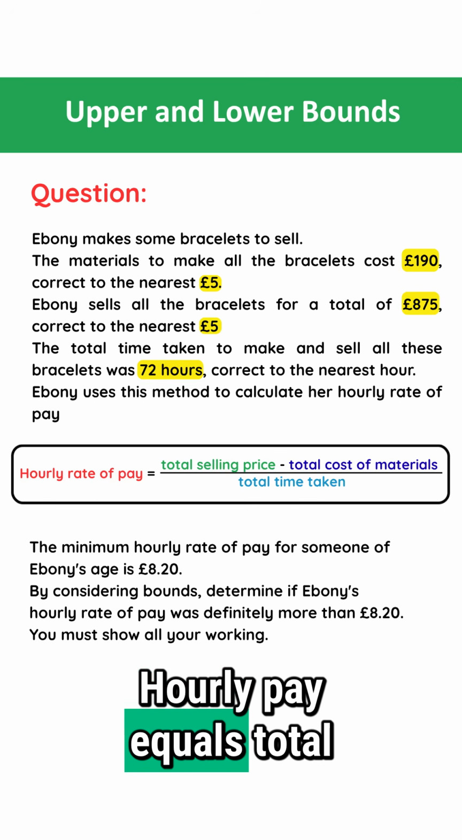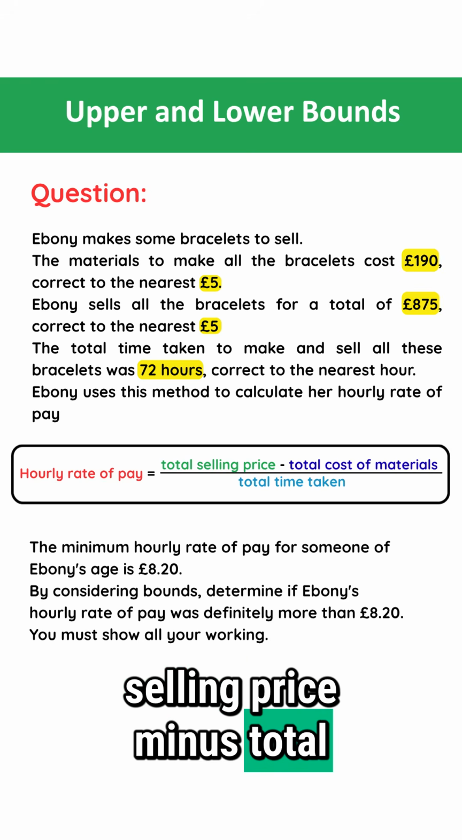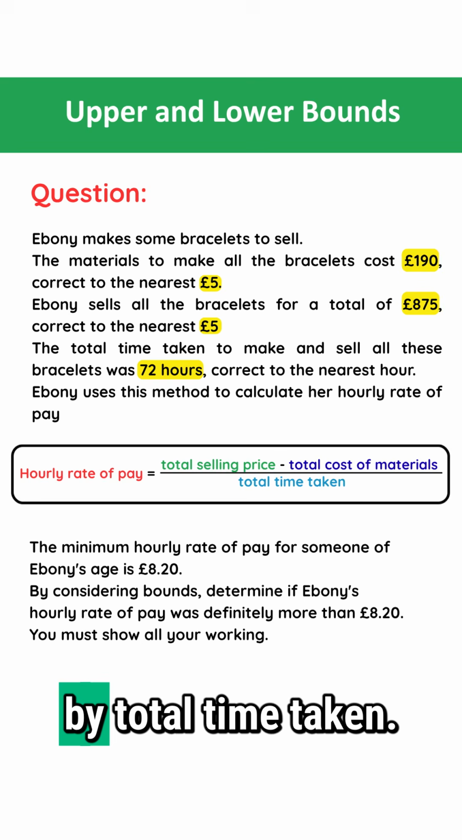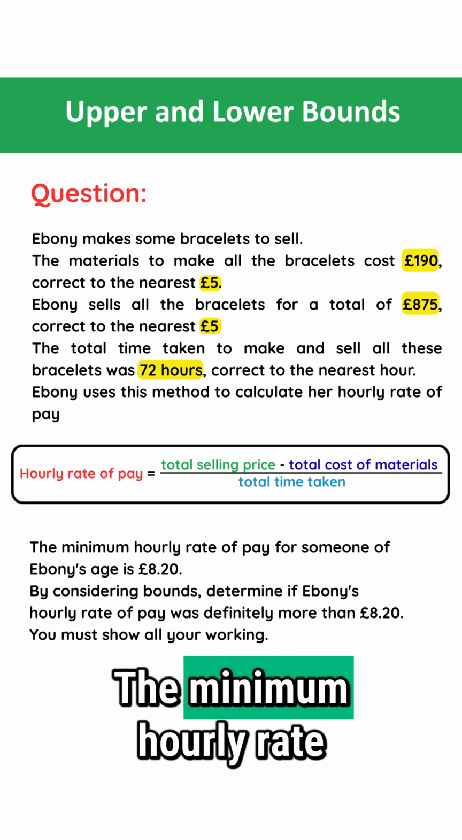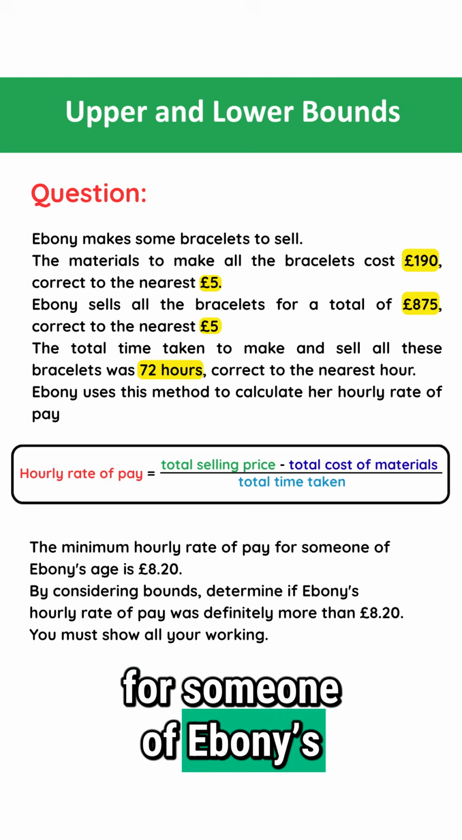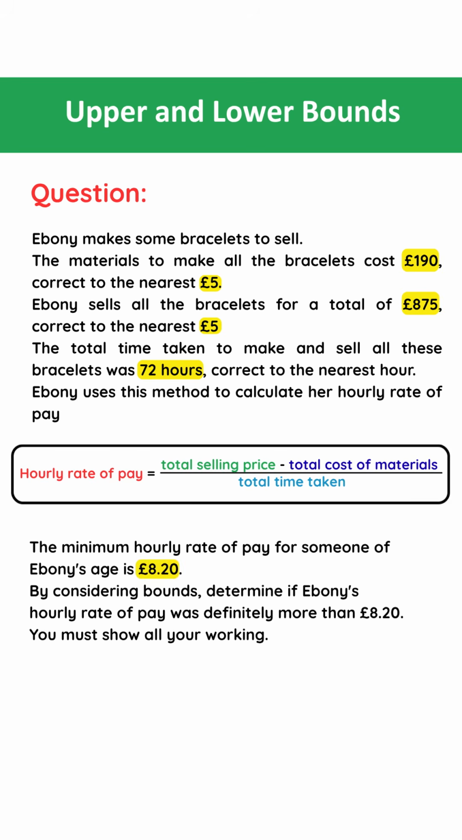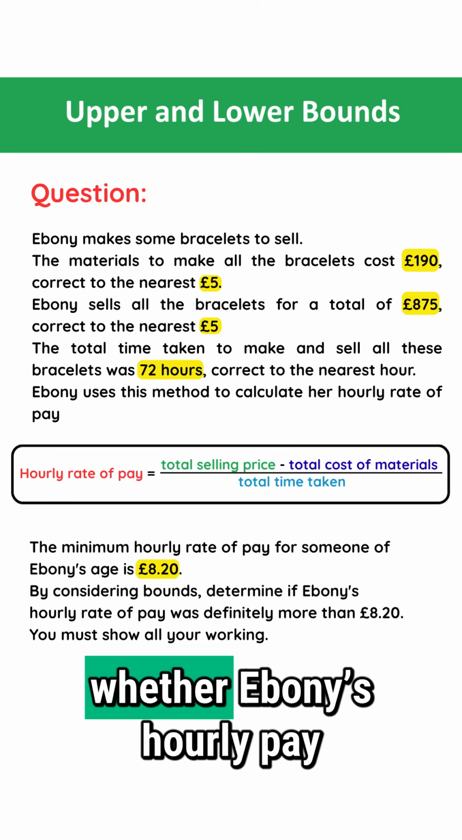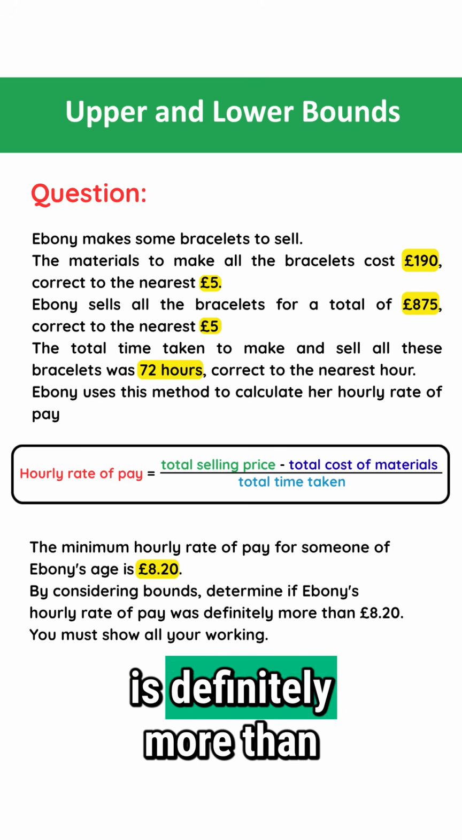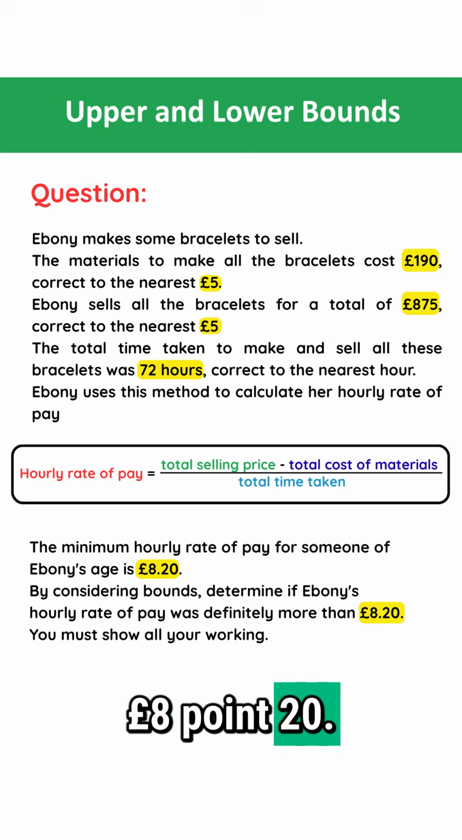Hourly pay equals total selling price minus total cost of materials, divided by total time taken. The minimum hourly rate for someone of Ebony's age is £8.20. We need to determine whether Ebony's hourly pay is definitely more than £8.20.